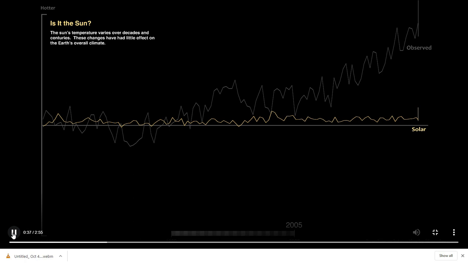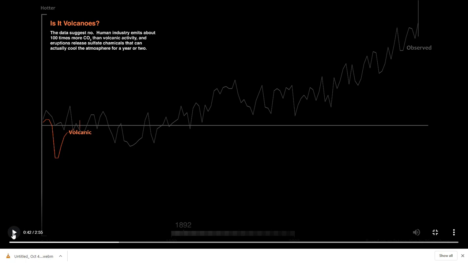Is it volcanoes? The data suggests no. Human industry emits about 100 times more CO2 than volcanic activity, and eruptions release sulfate chemicals that can actually cool the atmosphere for a year or two. And we're talking 1850, 1880, we were talking 140 to 170 years. I just did a recent video where I discussed human emissions versus volcanic emissions as to which one impacts the climate more so. And spoiler alert, it's humans.